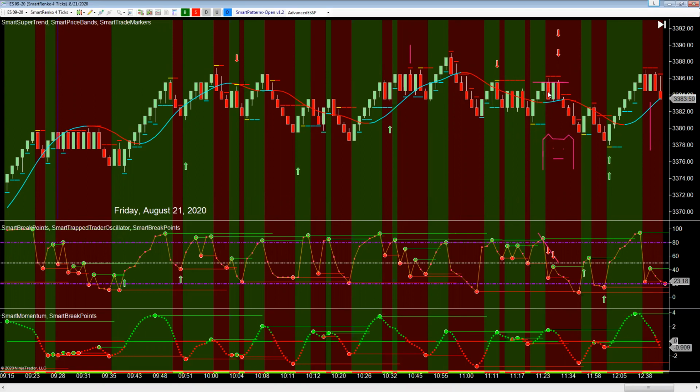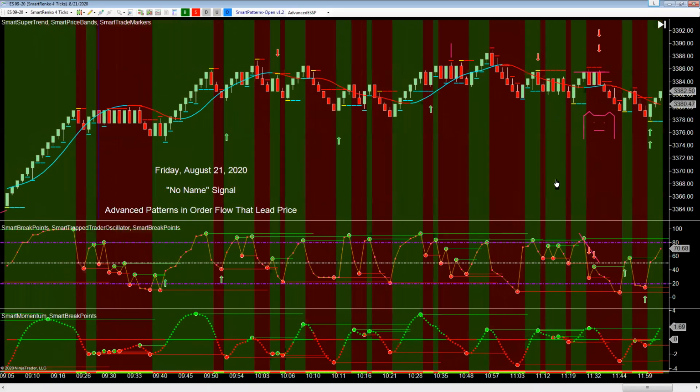Okay, so we've got a red, green, red, and we look at Trap Trader Oscillator, and it says the down order flow in this bar was incredibly stronger than the down order flow here. It came under our midpoint line and could not penetrate it to the upside. Anytime you see things like that, it's like, boy, that's strong down order flow.